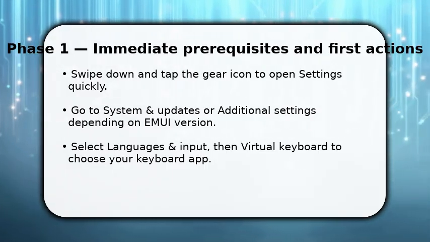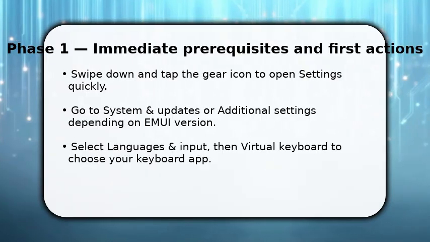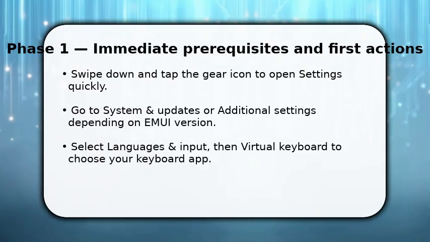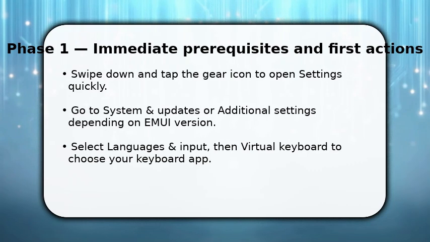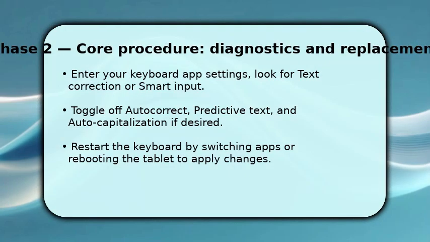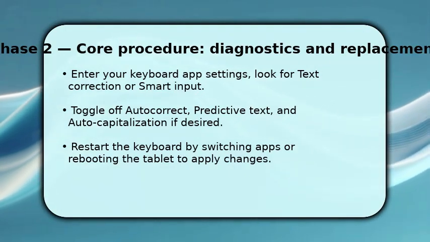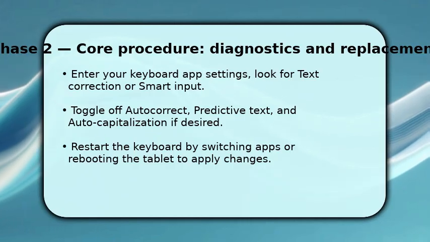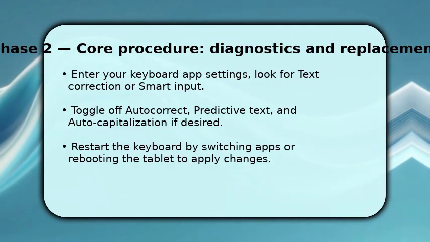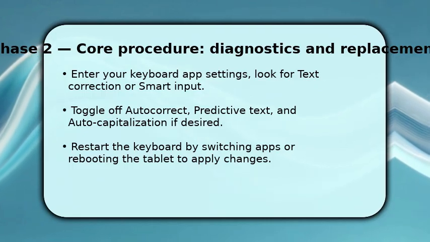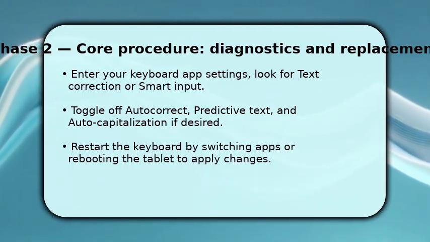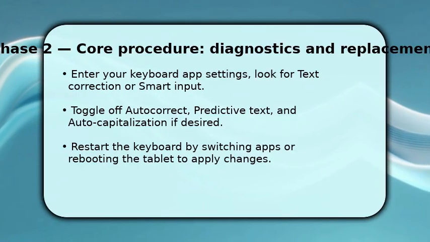This is where autocorrect lives, so make sure you select the active keyboard, Gboard or Huawei input, because changing the wrong app won't affect typing. Now, in the chosen keyboard settings, find Text Correction or Smart Input. This is where autocorrect and prediction options are grouped. Turn off autocorrect first. Next, disable predictive text and auto capitalization if you prefer manual control.